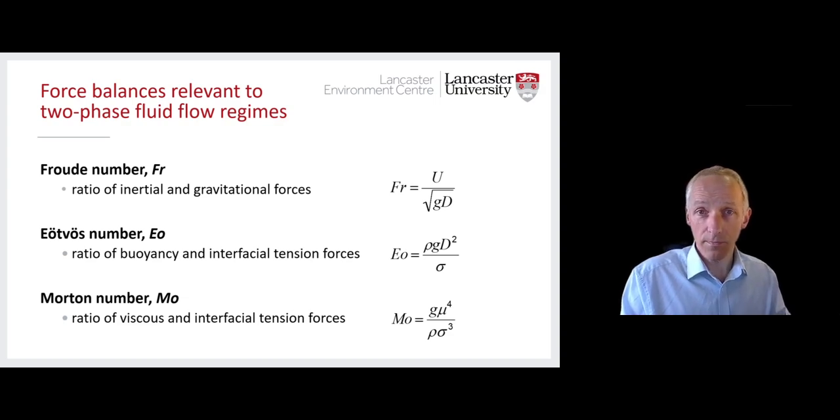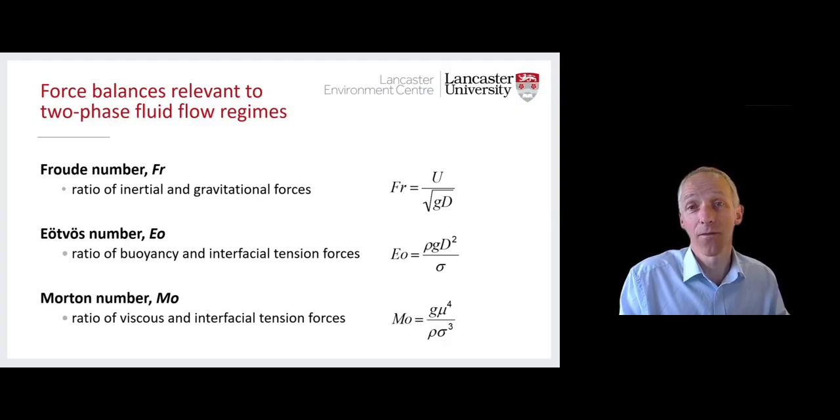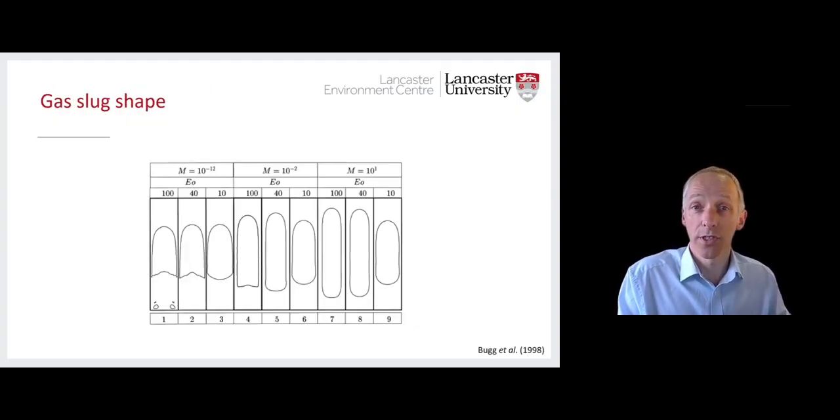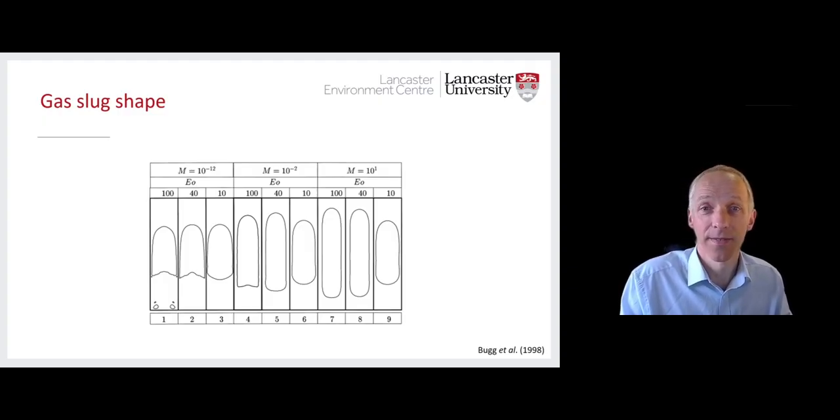For very small Eötvös numbers, buoyancy forces are much smaller than interfacial tension forces, which are given here by sigma. In some cases, this can mean that there is no fluid flow at all. Finally, the Morton number represents the ratio of viscous to interfacial tension forces. In this equation, mu is the liquid viscosity and rho is the liquid density. During slug flow, these force ratios affect the slug ascent velocity and also the slug shape. So, for example, the effect of different Eötvös and Morton numbers on slug shape is illustrated here.